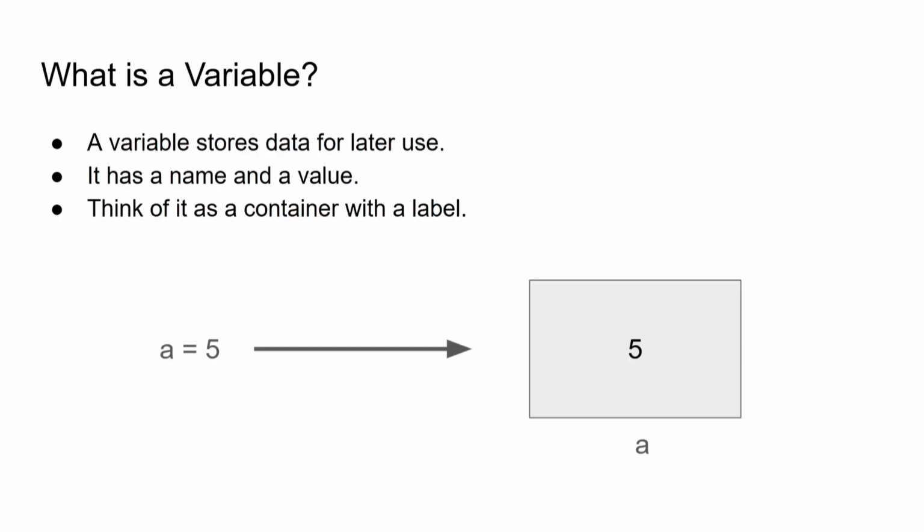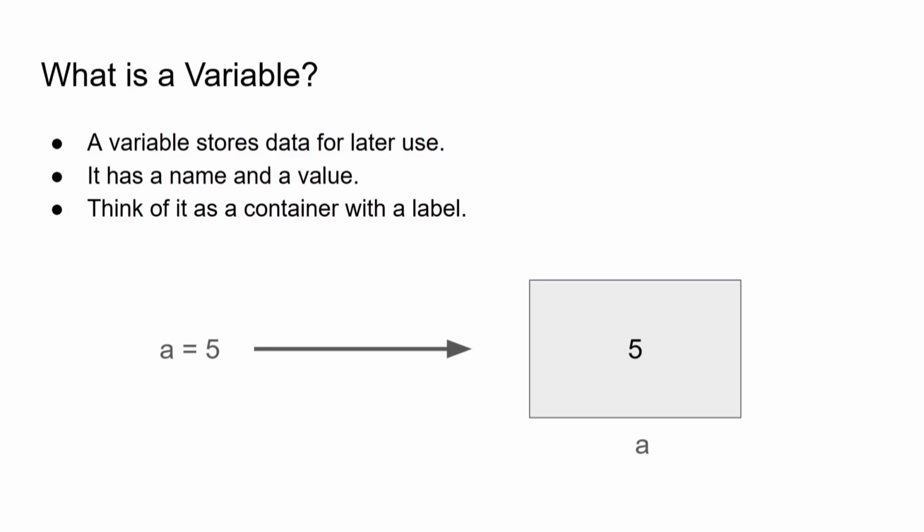A variable in Python is like a labeled container. You store something inside it, like a DNA sequence or sample name, and give it a name so you can use it later. In this example, by writing a equals 5, I am creating a variable named a and the value stored in it is 5. You can imagine there is a container that contains the value 5 and the label of that container is a.